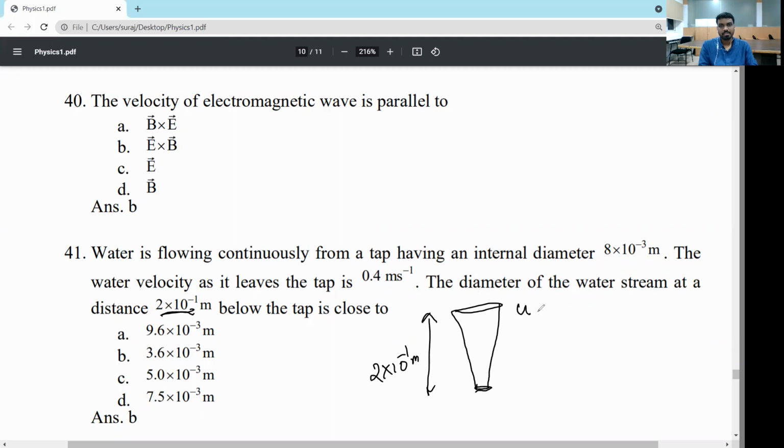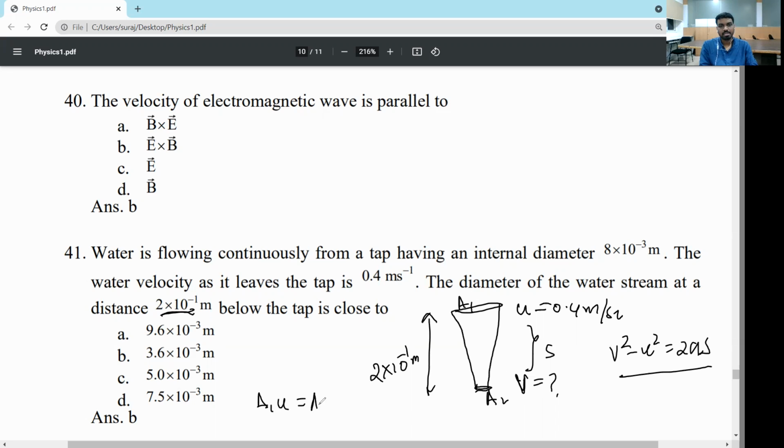So initial velocity of the water as it leaves the tap is given, 0.4 meter per second. v you can find, s is given. Now v square minus u square is equal to 2as. With this we can find v. Once we get v, we can use the continuity equation. This is A1, this is A2. So A1 u equals A2 v.